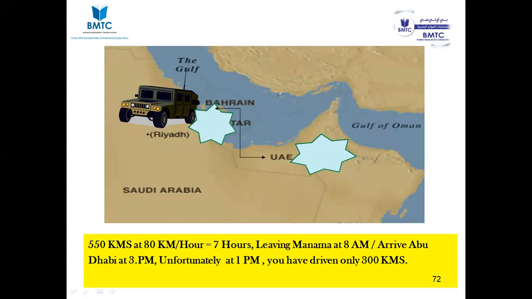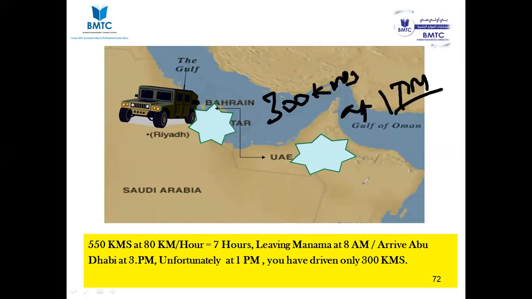You are able to reach 300 kilometers at 1 p.m. So what is your balance kilometer? How many kilometers balance do you have? 250, right? 450. What is your balance duration to reach this destination? 6 hours. 3 hours. So 2 hours. At 1 p.m. you are able to reach the 300 kilometers.